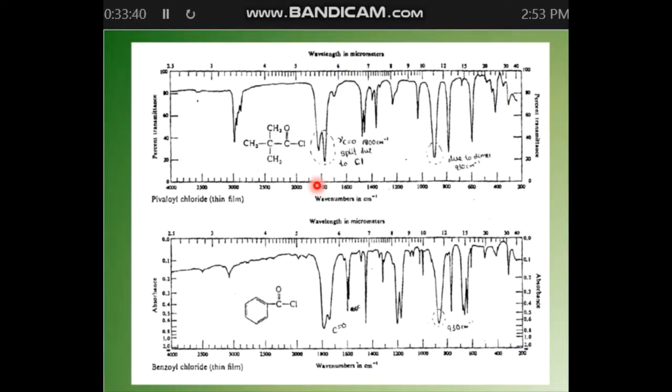This is an example for acid chlorides. If you see the C double bond O split into two, that could be because of the presence of a halogen next to the carbonyl. So here we see the C double bond O split into two, and this is due to the presence of a halogen next to the carbonyl. And also we are not seeing any OH group up here, which means we do not have a carboxylic acid, and we have an acid chloride.